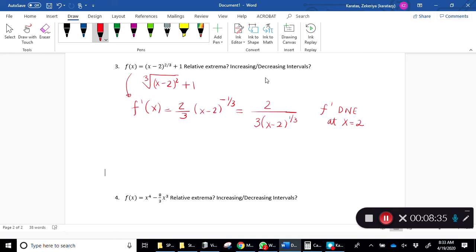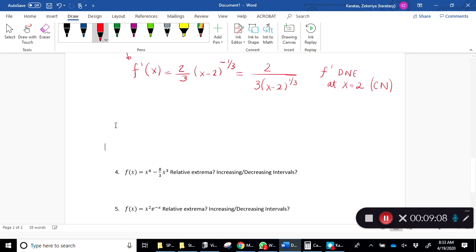And if you look at f of 2, f of 2 is defined. It's 2 minus 2 to the power 2/3, which is simply 0 to the 2/3, plus 1, which is 1. So it exists. The function exists at the value, so it's within the domain. However, the derivative does not exist. So this is the only critical number that we have this time. That's an example in which the derivative does not exist.